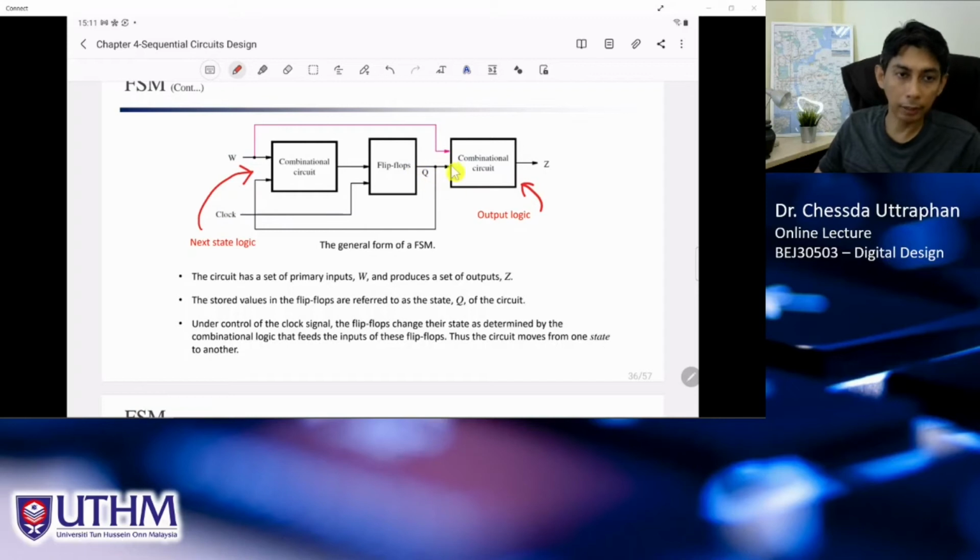And the output of these flip-flops will be the input of the combinational circuit here, which we call the output logic. The input to the flip-flop is from another combinational circuit, which is where the input comes in. In our case the input is W, and the output is Z. And we have the clock, of course, because our flip-flop needs to be triggered by the clock. And we have one feedback signal from the output of the flip-flop to be input to this combinational circuit. This part of the combinational circuit we call the next state logic.